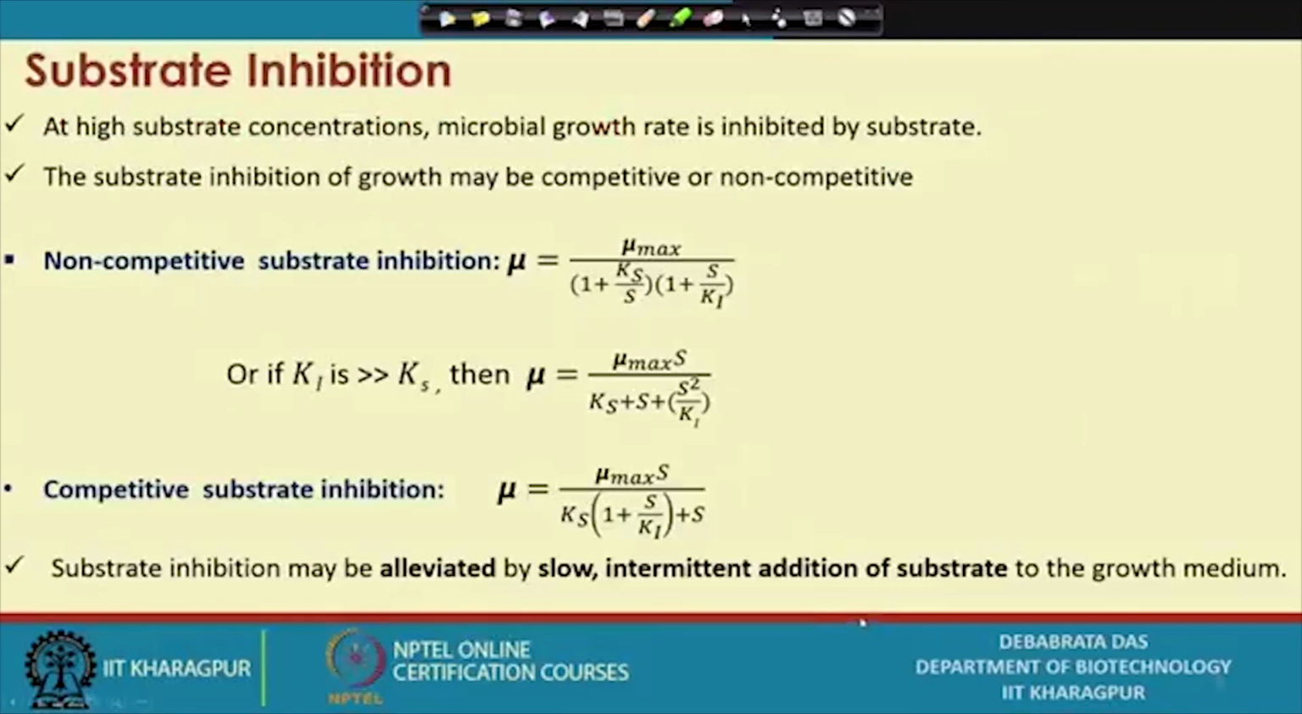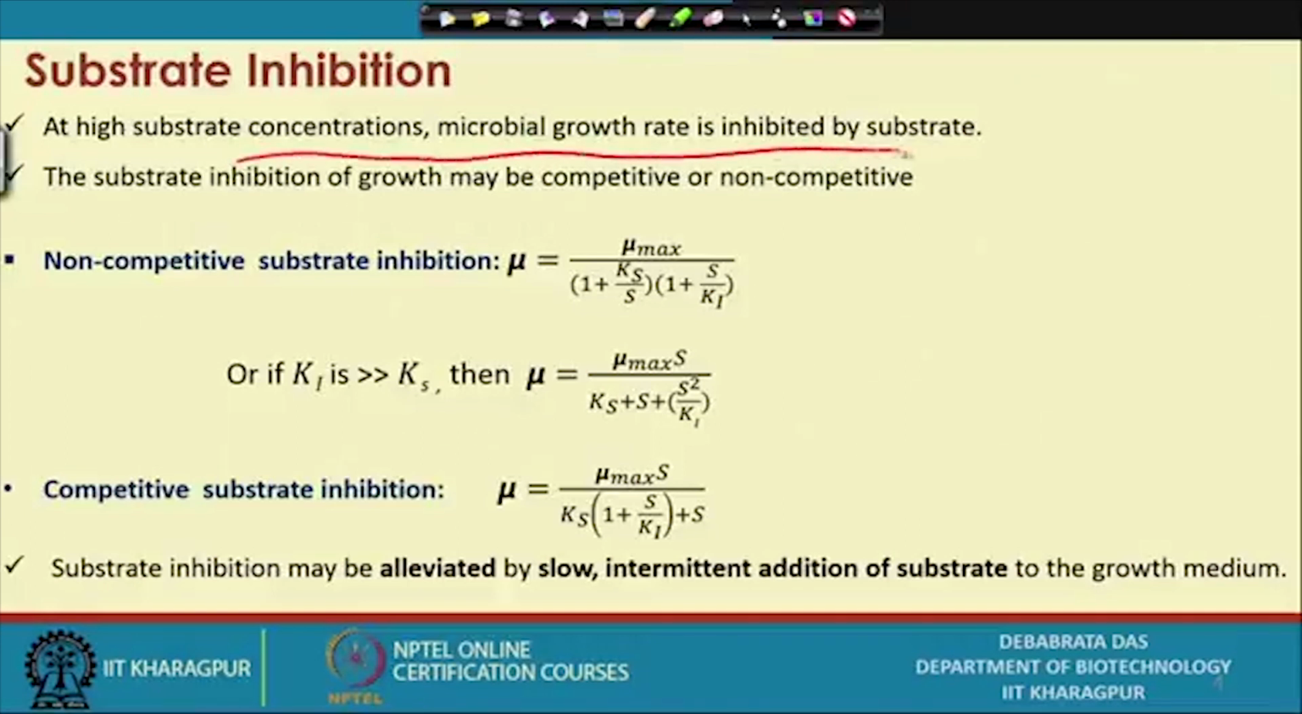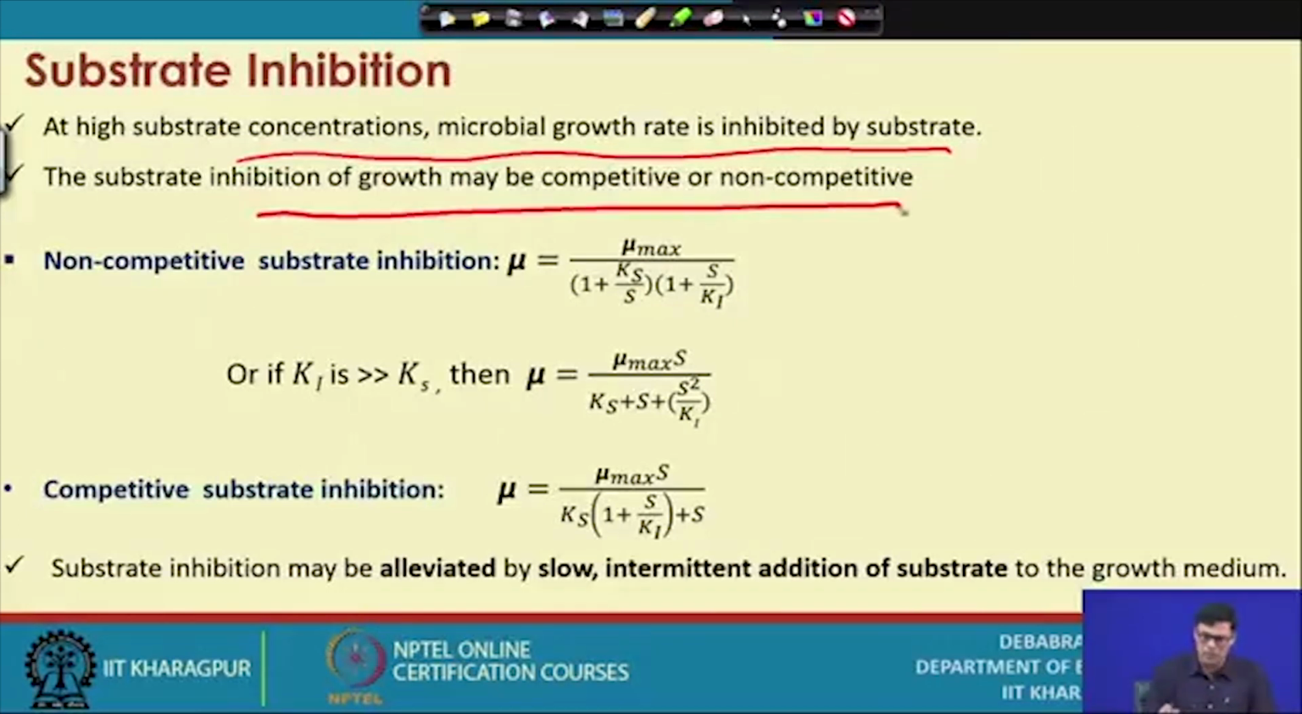Now first let me discuss substrate inhibition. At high substrate concentration, microbial growth is inhibited by the substrate, because this is normal. We have seen this in our own case also. We human beings, when we start taking food, we take excess of food, and our system also gets affected. So similar things happen with the microbial system also. And this inhibition may be of two types. One is called non-competitive inhibition, and another is competitive inhibition. We have already seen what we mean by competitive and non-competitive inhibition.